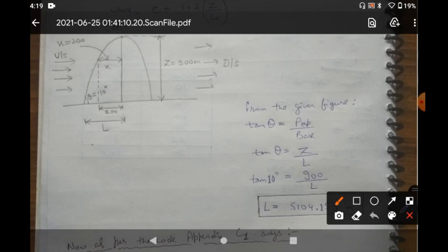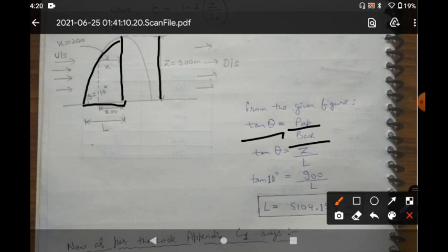Now from the mathematical formula, you must know from the trigonometry concept that tan theta is equal to perpendicular upon base. For this particular figure, we can consider this as the perpendicular, because theta is given to us, and this value we are considering as the base. So we are considering a triangular figure, and this is theta.